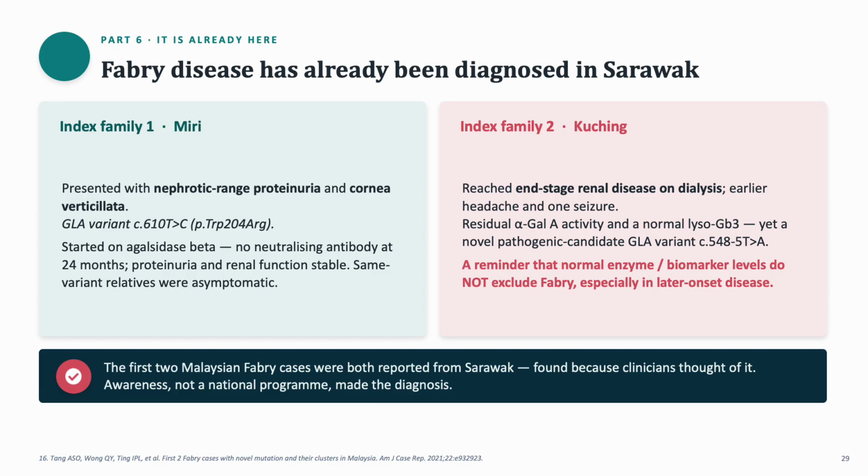Index Family 2 is a Chinese man already on dialysis with end-stage renal disease, with prior headache and seizure, residual enzyme activity, and a normal lyso-Gb3, carrying a novel GLA variant. The combination is exactly the late onset trap we discussed. Normal enzyme or normal biomarker do not exclude Fabry disease.